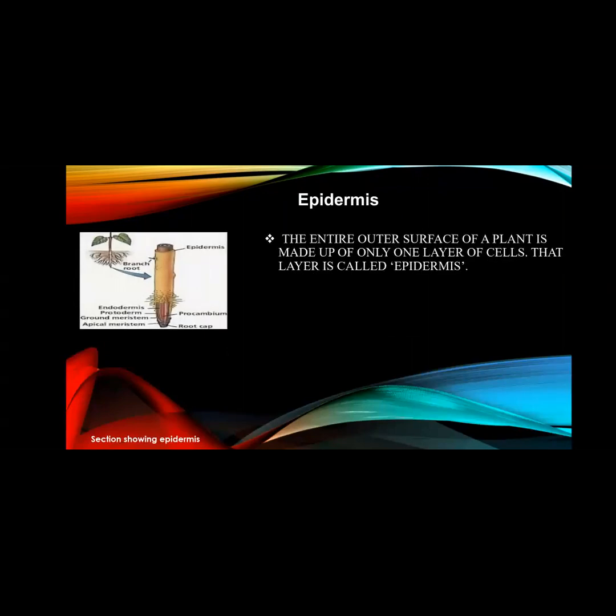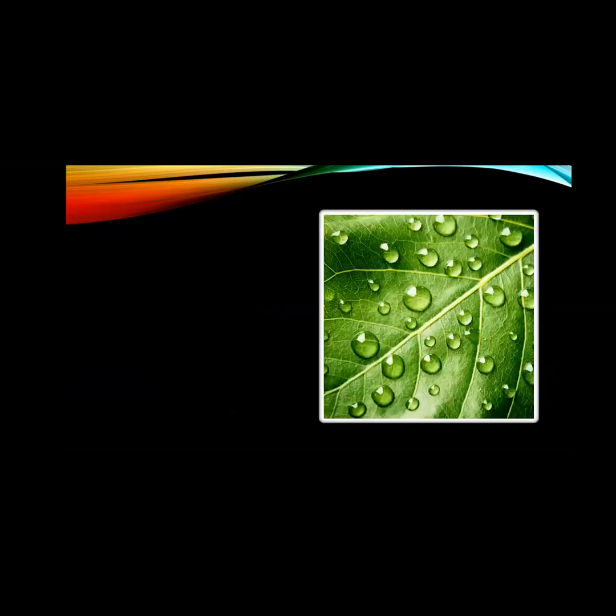Epidermis is present on the entire plant from the stem to the roots. It is the outer layer of the plant. As I said, our body is covered by skin. In case of plant, the plant's body is covered by epidermis. It is made up of one single layer of simple cells. Cells of epidermis are flat and have no intercellular spaces between them. They form a single continuous layer.